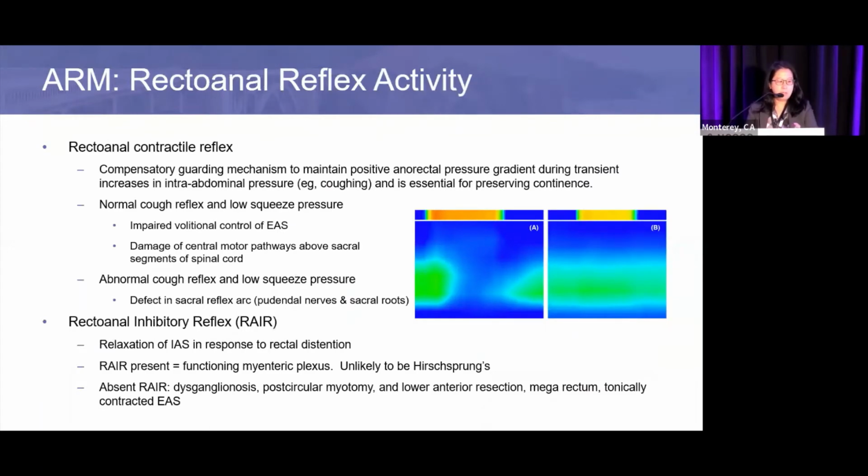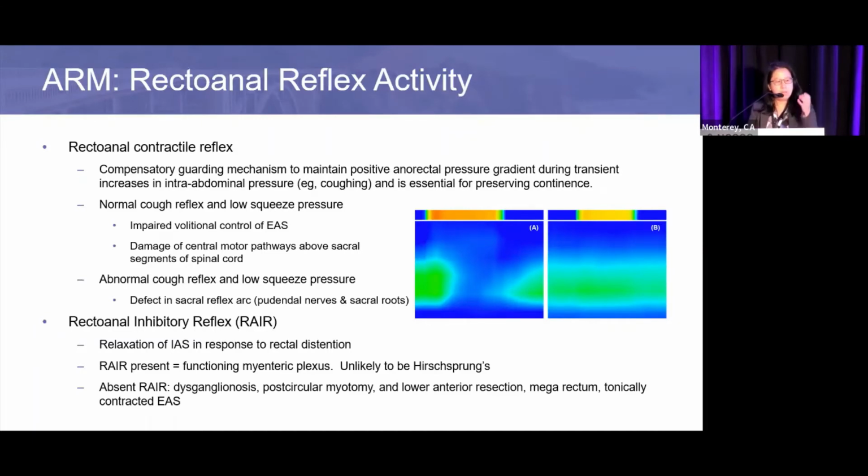Okay, I want to talk about rectoanal reflex activity a little bit. There's two. One is a rectoanal contractile reflex, which is a compensatory mechanism to really maintain your positive anal pressure when you have a sudden increase in intra-abdominal pressure. So if we cough, if we sneeze, we blow into a balloon, you don't want to dirty yourself, because thank goodness, our reflexes where the anal sphincter muscle will actually increase, and it's very essential in preserving continence.